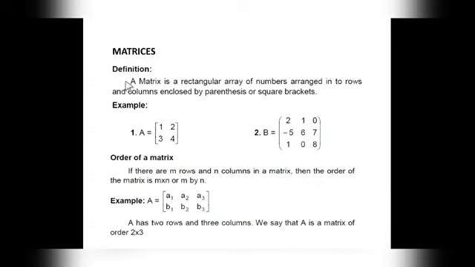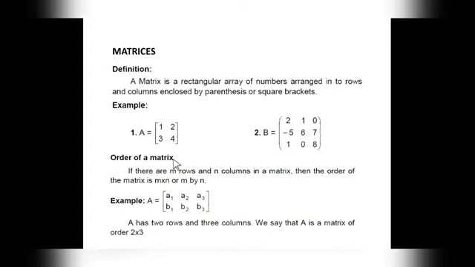First, we'll see the definition of a matrix. A matrix is a rectangular array of numbers arranged into rows and columns enclosed by parentheses or square brackets. Example, here we have two matrices. Here numbers are arranged in rows and columns. Same here, numbers are arranged into rows and columns and enclosed in a bracket. Hence these two are called as matrix.